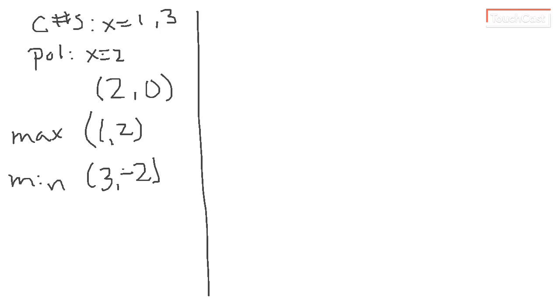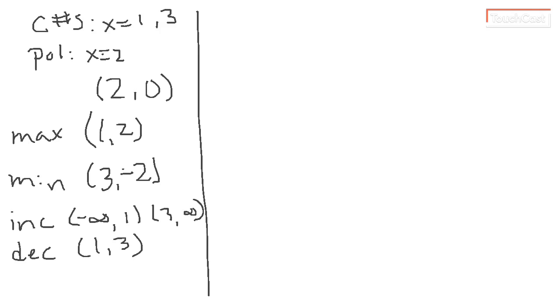And just as a reminder, the intervals that we were increasing on, we were increasing from negative infinity to 1 and from 3 to infinity. We were decreasing from 1 to 3. We know we have a y-intercept at (0, -2). You've already got all this written down. I'm just rewriting it so I have it here. And we know the domain and the range is negative infinity to infinity on both. That doesn't really matter right now.